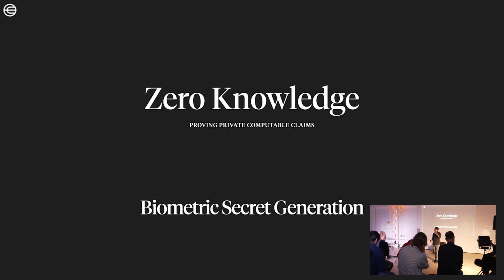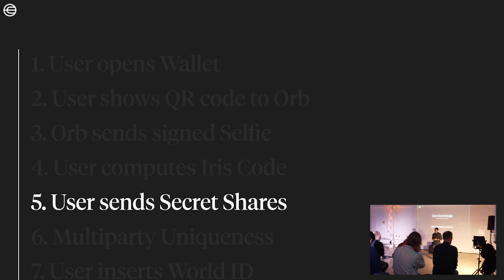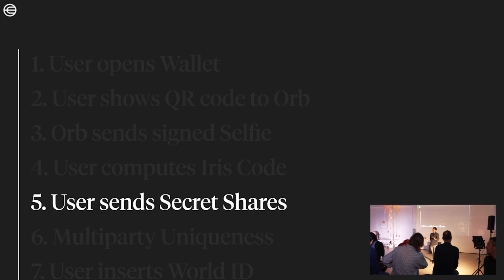what we now have is an end-to-end thing that allows the user to take their orb image and turn it into known correct secret shares without ever revealing any of the source image or the intermediate biometric template and so on in the process. What do we do with these secret shares? These now get sent to a multi-party setup.